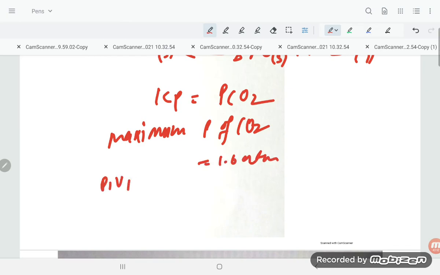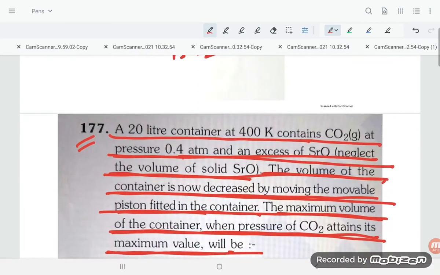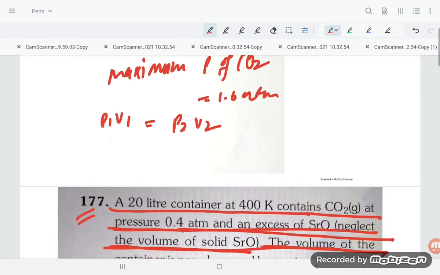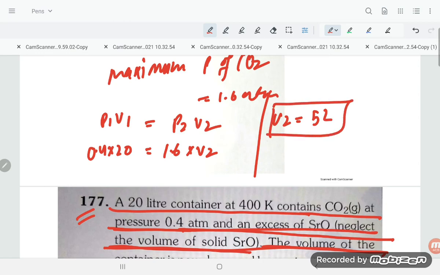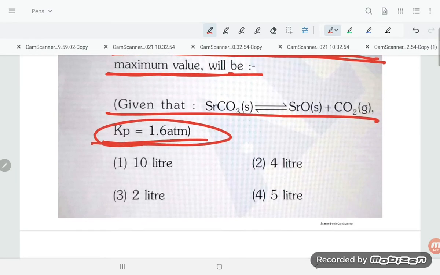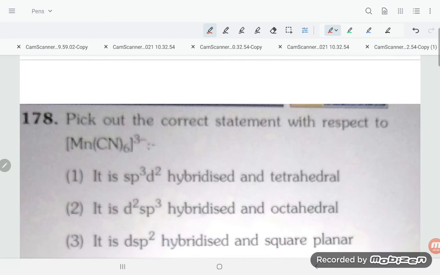So P1V1 is equal to P2V2. P1V1 is equal to what, student? P2V2. From this, what can we get, student? You put in the values, students. So 0.4 into 20 is equal to 1.6 into V2. So what is there, student? V2 is equal to 5 liters. So the correct option, student, 5 liters, option number 4 is correct.